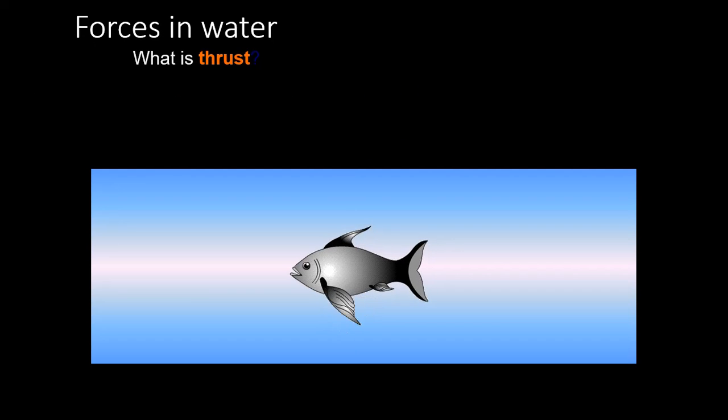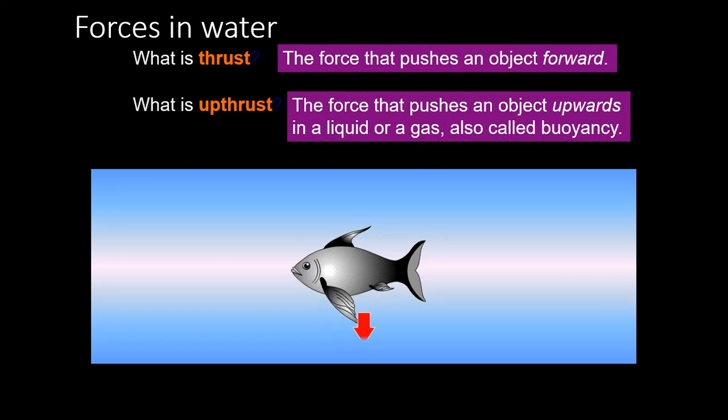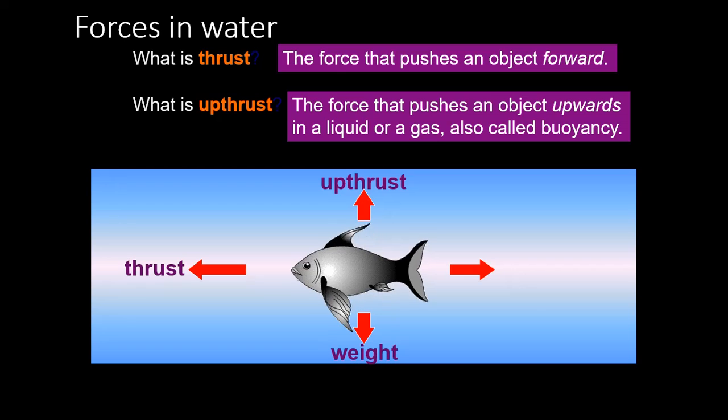Okay, so one more example is the fish. Now this fish has a weight, right? And upthrust force. Again, in a while we're going to explain more about the upthrust force, while the forward force is the thrust and the water resistance is the backward force.